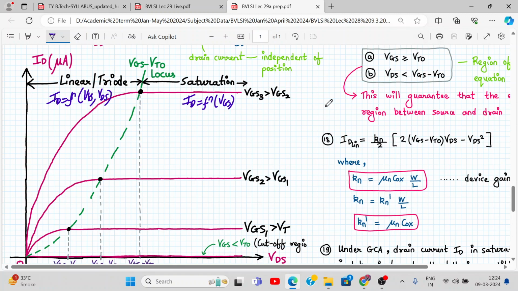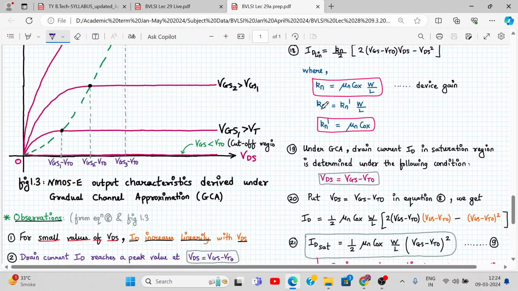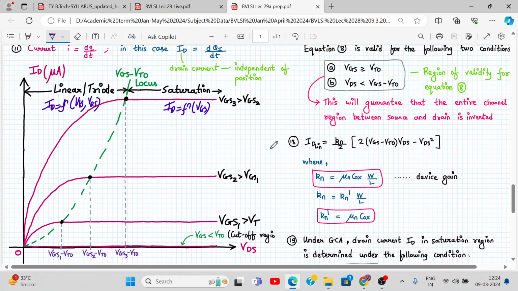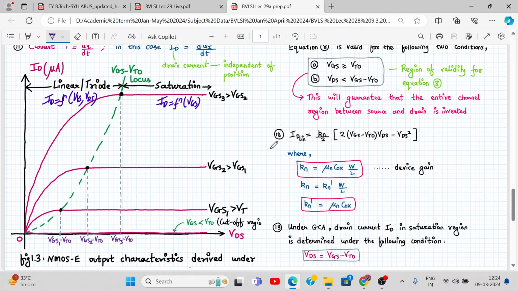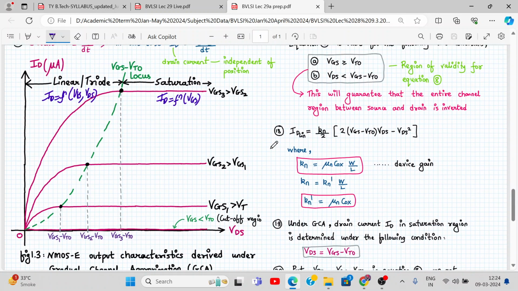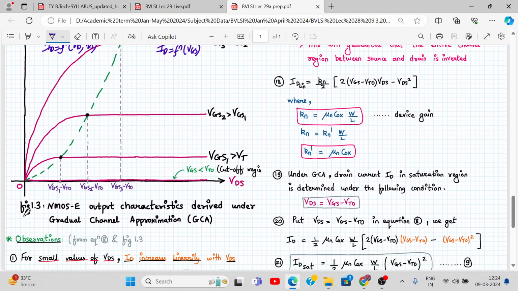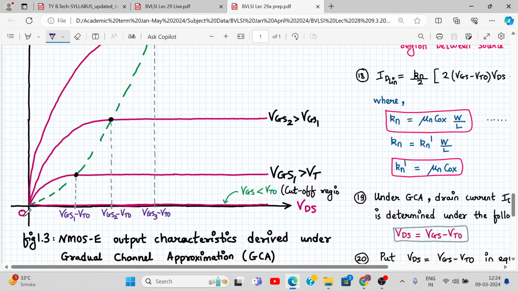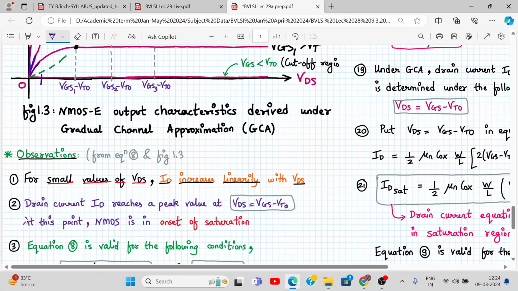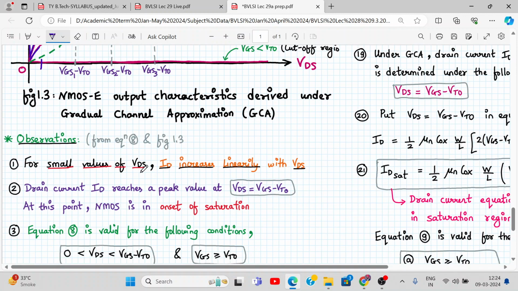Okay, everyone? Yes or no? Yes, sir. Okay. Now small observations from the graph. For very small values of VDS, let's say 0.1 here, can I say this is almost like a linear curve? Yes, almost. So for very small values of VDS, ID increases linearly with VDS.